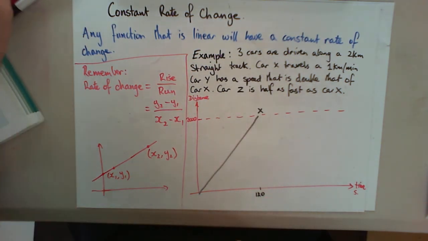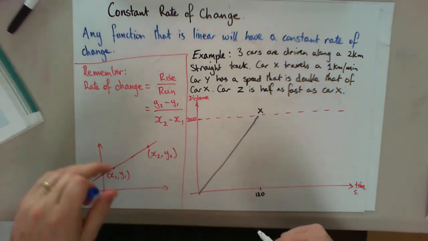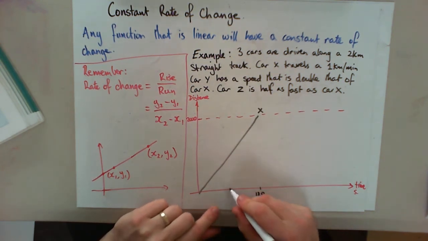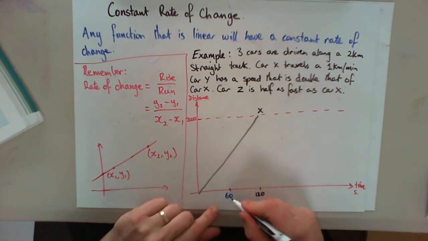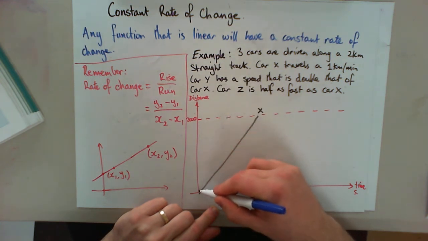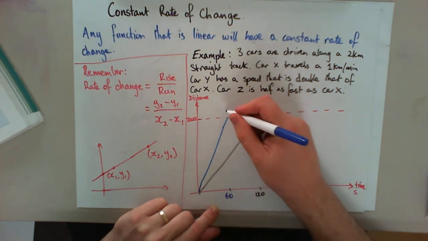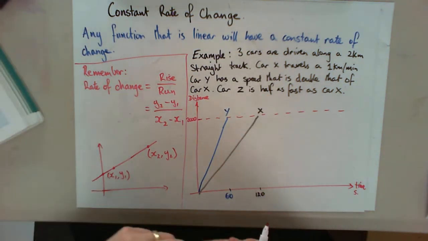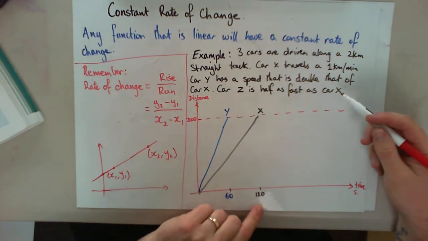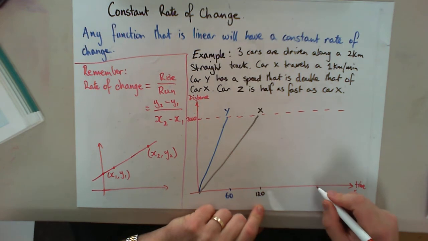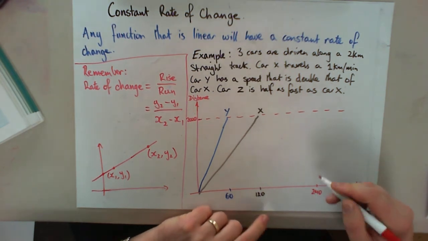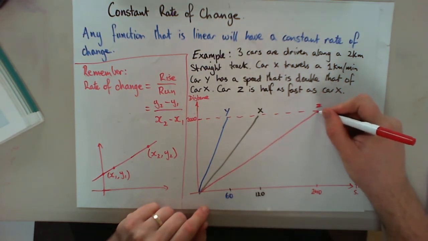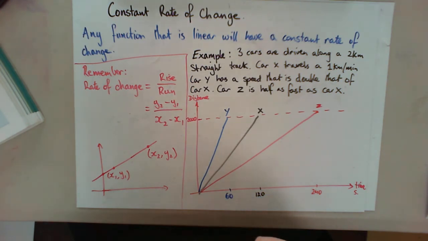Then car Y has a speed that is double that of car X. If the speed's double, it's going to take half the time to complete our 2 kilometre long track, so it's only going to take 60 seconds this time for car Y. Car Z, however, takes twice as long because it's only half as fast as car X, which will take us up here to 240 seconds for car Z.